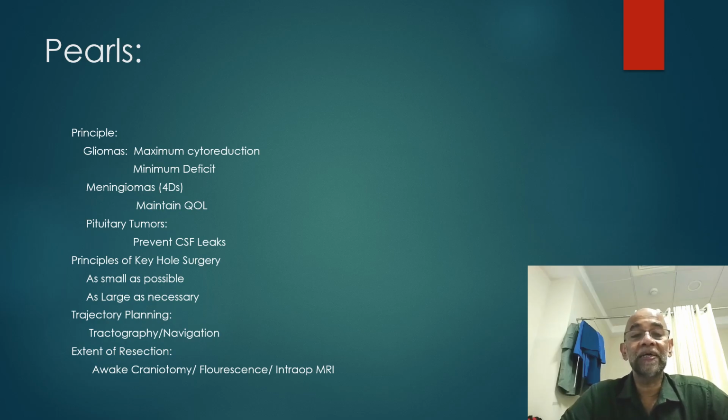For pituitary tumors, it is critical to prevent cerebrospinal fluid leaks. And the principle of keyhole surgery is to keep the skull opening as small as possible but as large as necessary. Trajectory planning through the brain is done with the help of tractography and neuronavigation. And the extent of resection can be maximized safely by using awake craniotomy, by using tumor fluorescence, and by intraoperative MRI.